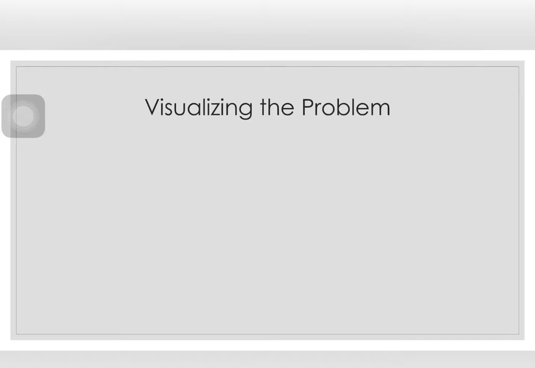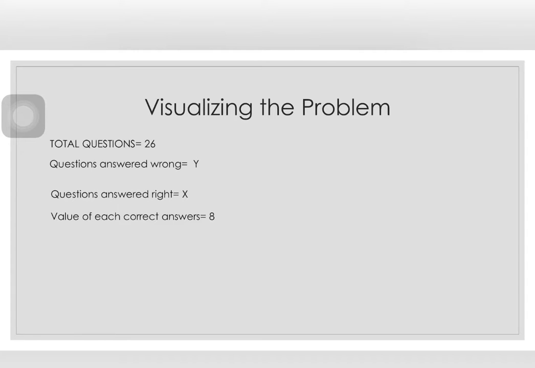Visualizing the problem. The total questions in the problem is equal to 26, while the questions answered wrong is equal to y. Questions answered right is equal to x. Value of each correct answer is equal to 8. Value of each wrong answer is equal to -5.